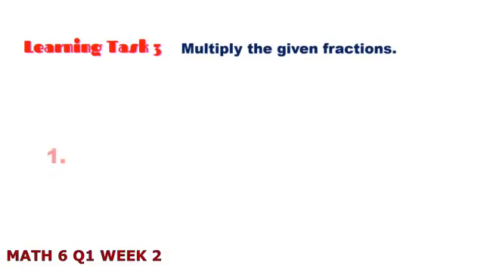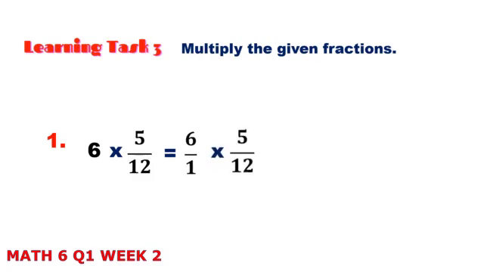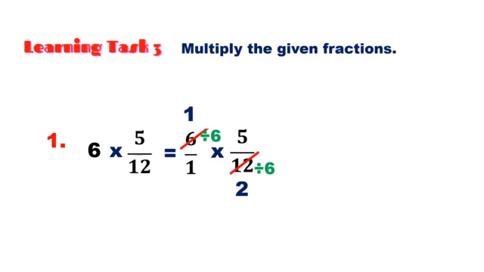Learning task 3. Multiply the given fractions. Number 1, 6 times 5 twelfths equals, this is same as 6 over 1 times 5 twelfths. You can use cancellation for 6 and 12. The common factor is 6. So 6 divided by 6 equals 1. 12 divided by 6 equals 2. Then multiply. 1 times 5 equals 5. 1 times 2 equals 2.